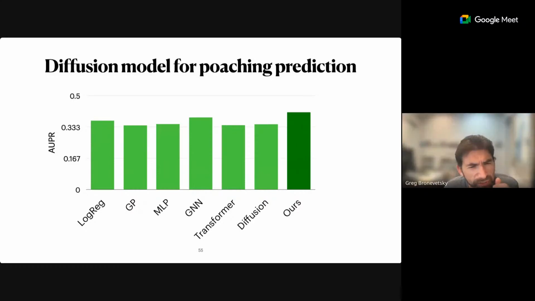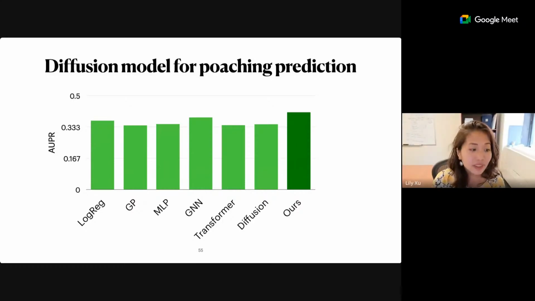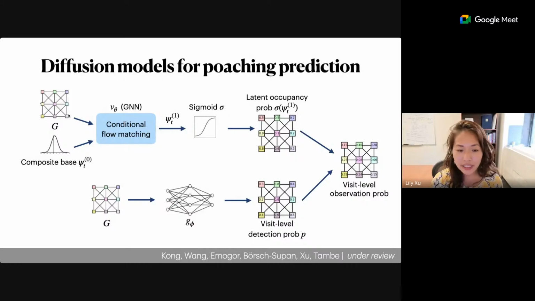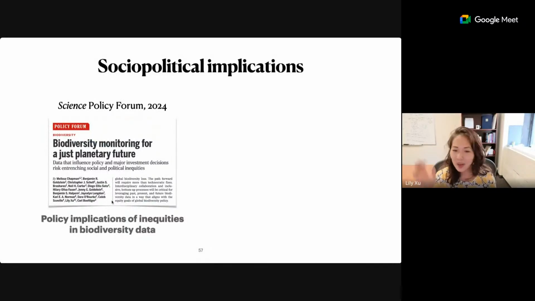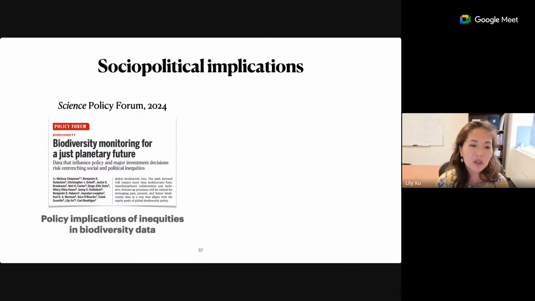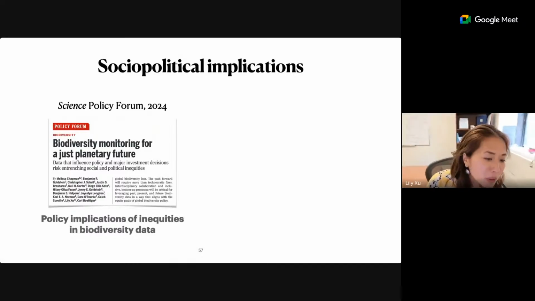Question, it looks like you're diffusing this over space? Over the park? Yes, exactly. So this is the spatial connections, looking at adjoining areas.